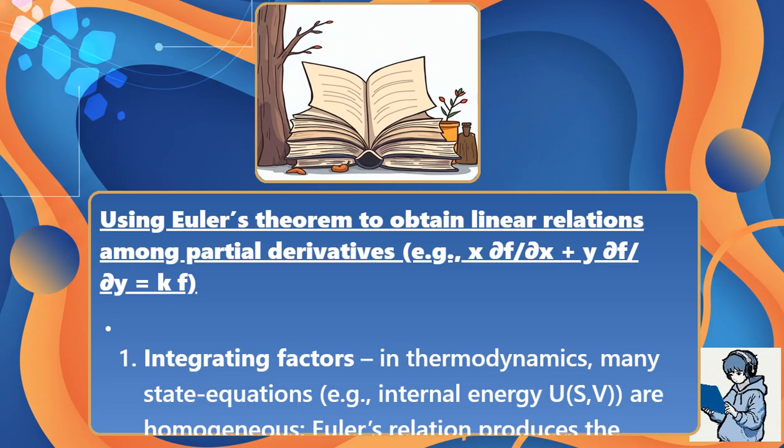Integrating factors in thermodynamics: many state equations, for example internal energy U(S, V), are homogeneous. Euler's relation produces the familiar formulas like U = TS − PV + μn.